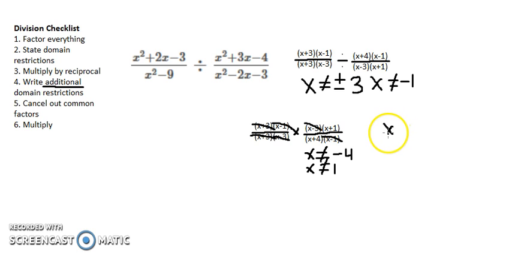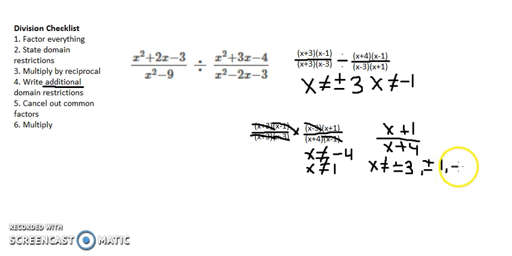So basically you're left with x plus 1 over x plus 4, and you multiply that out. And then the domain restrictions: x cannot equal positive or negative 3, it's kind of messy, it cannot equal positive or negative 1, and cannot equal negative 4. So that's the final answer. All right, I hope this was helpful.